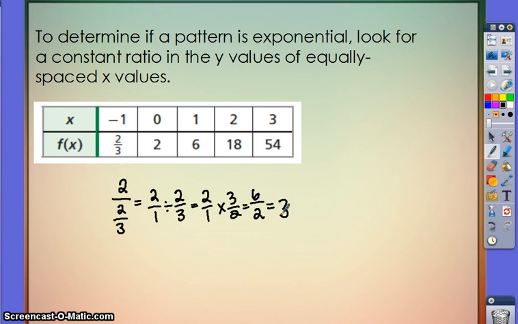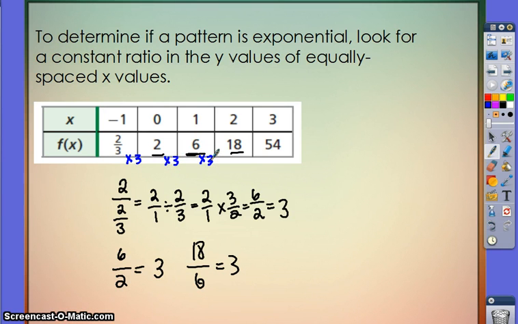Okay, well, what about 6 to 2? What about this value to this value? 6 to 2, of course, simplifies to 3. Well, what about 18 to 6? 18 to 6 simplifies to 3. We have a constant ratio between the y values of 3. In other words, it would always take multiplying by 3 to get to the next equally spaced y value.